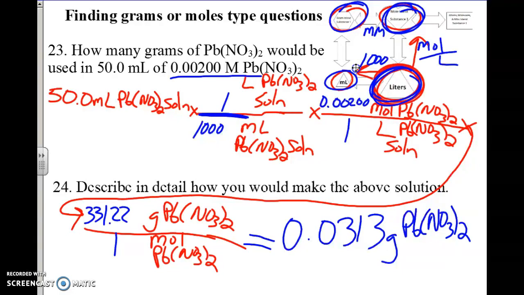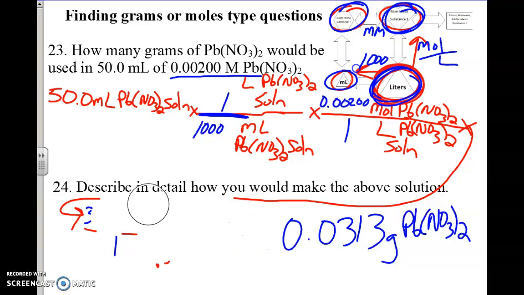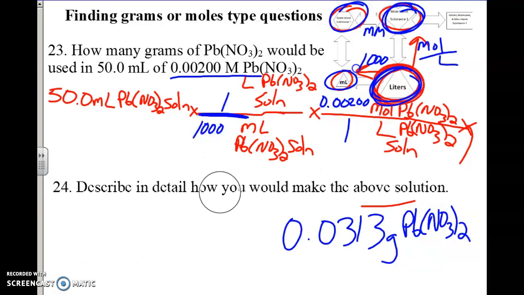Okay. Now, let's describe how we're going to make that. So we can go up to question 21. It kind of has the entire setup. But in this case, we would get a 50 milliliter volumetric flask. 2, we would fill that volumetric flask half full of water. 3, we would add 0.0313 grams of lead 2 nitrate.